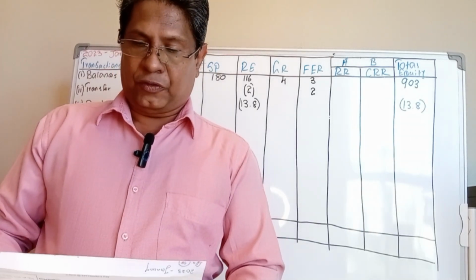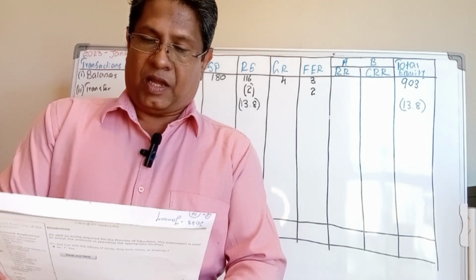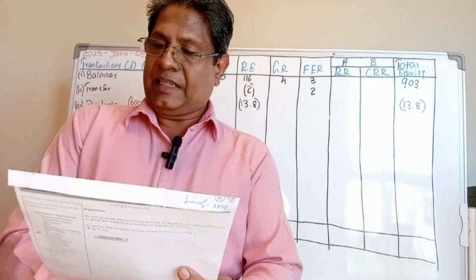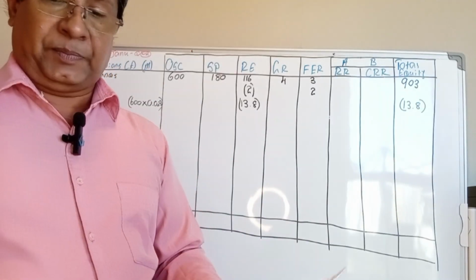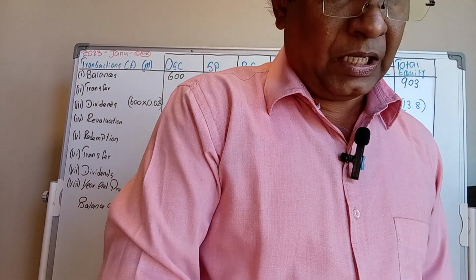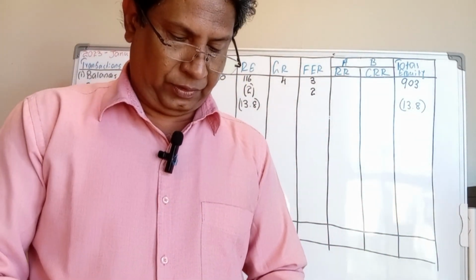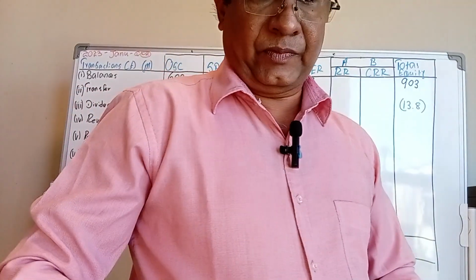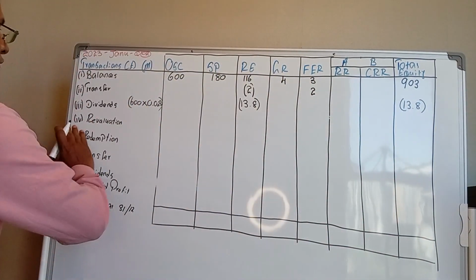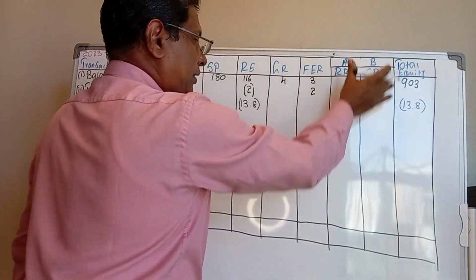Property that had been bought about 2 years ago for 64 million was revalued to its market value. So there is a 15% increase in the property value. 64 million into 15%, how much will that be? That will be 9.6.